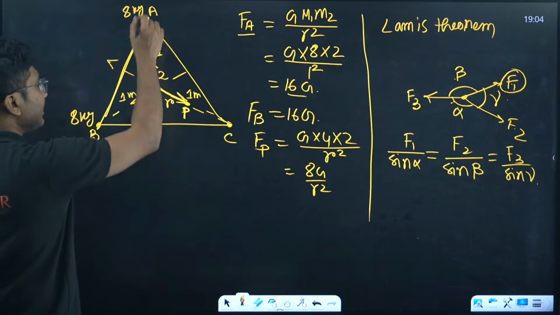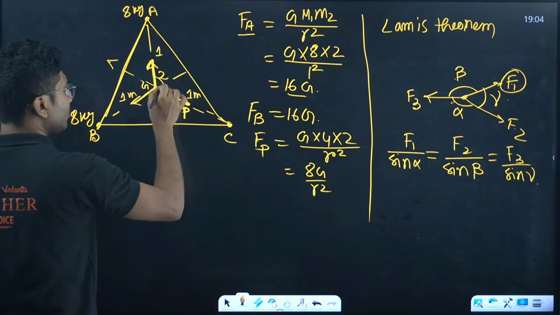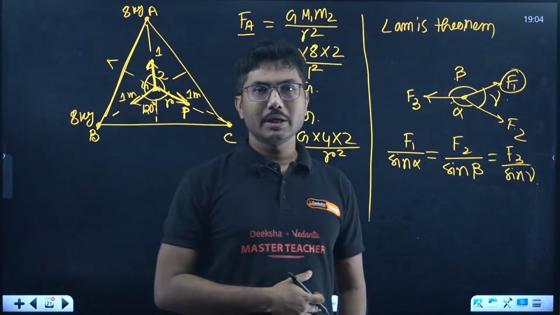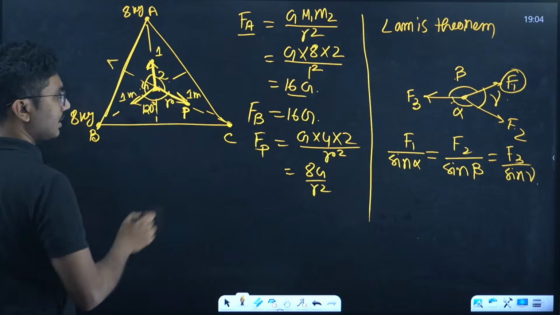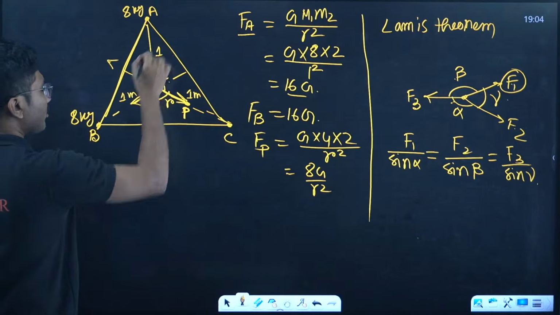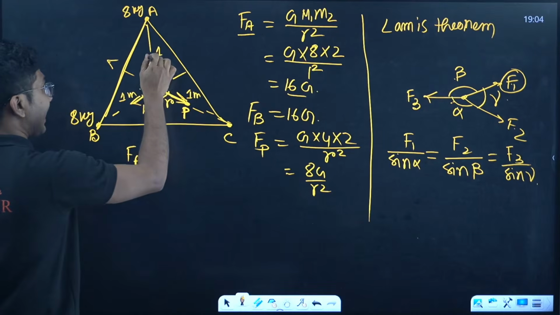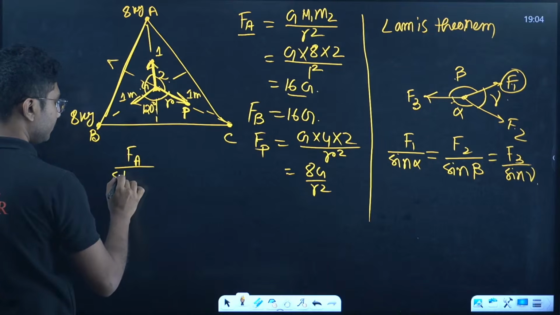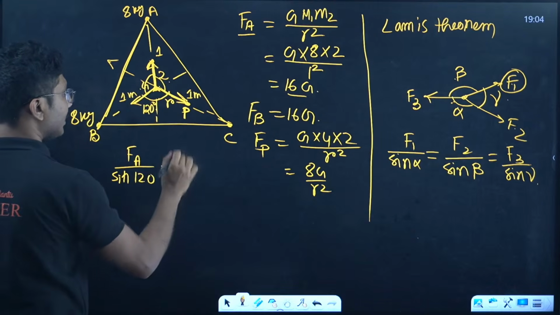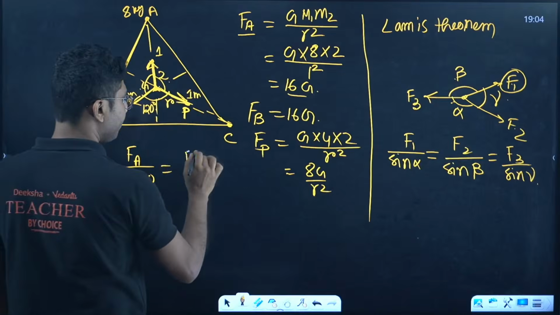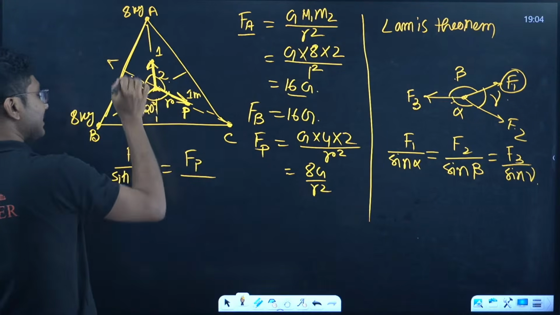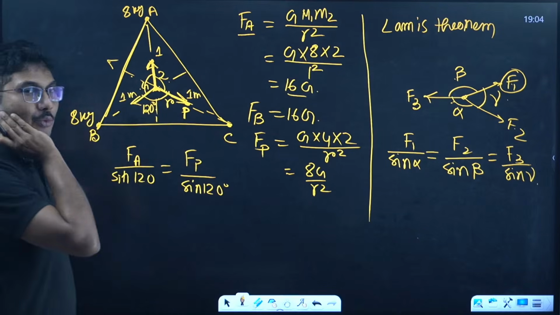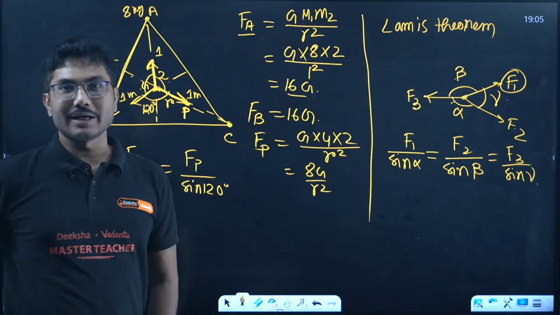So here, if you see that this is an equilateral triangle, this is the center of gravity. So all these angles are 120 degrees, all three angles. If you take any one of the forces, suppose we are taking FA divided by sine 120 equals to, now we take the unknown force which is Fp, again the opposite angle is the same 120, so sine 120. This is magnitude wise. You don't need to calculate their direction etc.